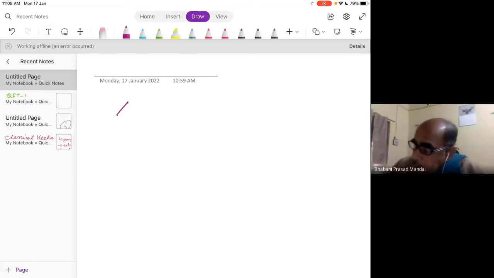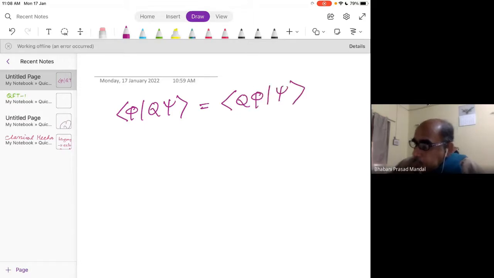I wrote that phi, Q psi should be equal to Q phi, psi. Are you familiar with bracket notation? This is supposed to be learned with the other teacher, so that is why I didn't emphasize much on this. If you are familiar, you can write this in integration notation also. That probably you did in your BSc classes.